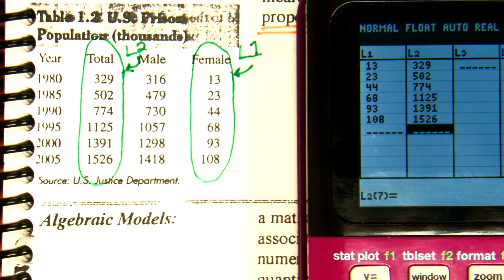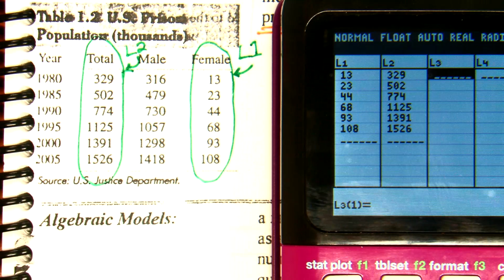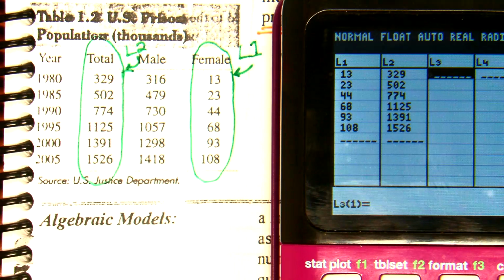Now, what do we want to know? What is it ultimately we're trying to find? We're trying to find the proportion of female prisoners, right? So we're trying to find the females divided by the total amount of prisoners. So I'm going to go over into L3 now, and we're going to set up a formula, an equation, so that it will do all the math for me at once. So I'm not going through and typing in each set of numbers.